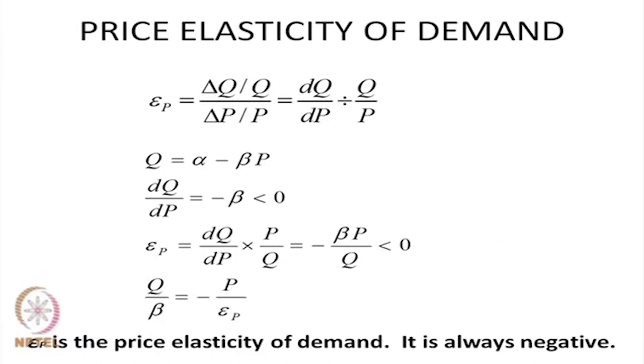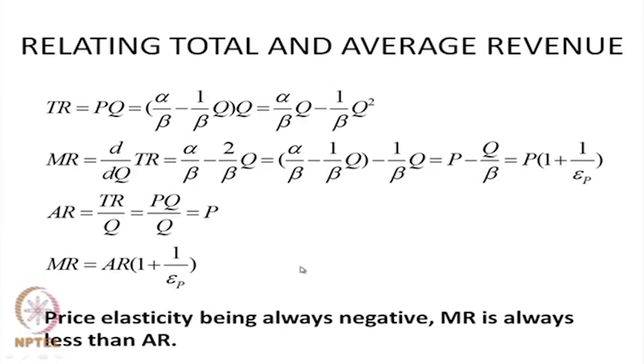and by a previous result we have already seen that Q divided by beta is equal to minus P divided by epsilon p. Epsilon p is the price elasticity. Now, this result we now use here. Q divided by beta is minus P by epsilon p, and minus makes it plus. So, we see we get a relationship between the marginal revenue and the price elasticity of demand.